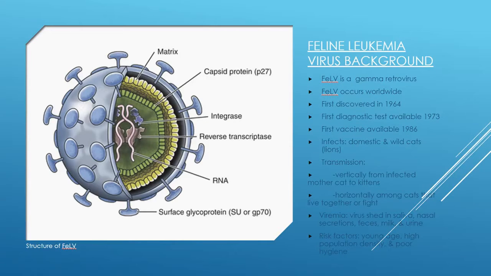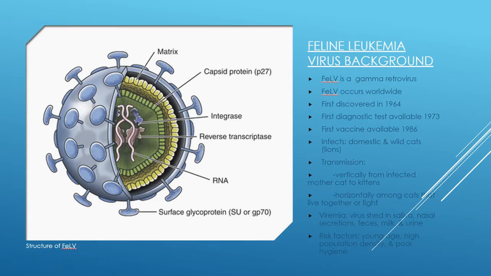Feline leukemia virus is a gamma retrovirus that is distributed worldwide. It was first discovered in 1964. The first diagnostic test was not available until 1973 and the first vaccine in 1986. Infection occurs among domestic and wild cats to include lions.